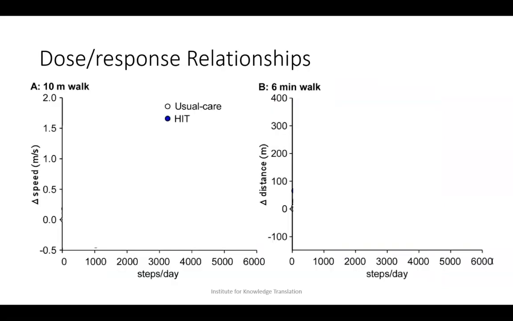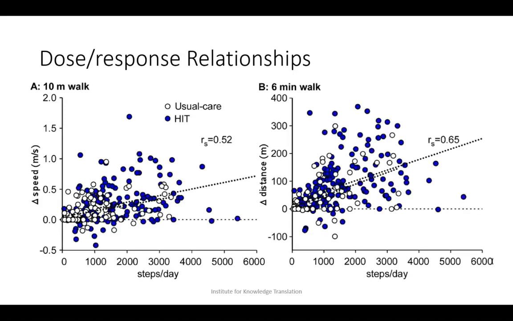Okay, getting to the last data to show from here are those dose-response relationships. So again, looking at how much practice to how much better they get at their walking outcomes. A lot of dots here because there are a lot of individuals included in this study. But you have these dotted lines here indicating the regression lines for the two groups. And what you see is that they are very similar to each other.